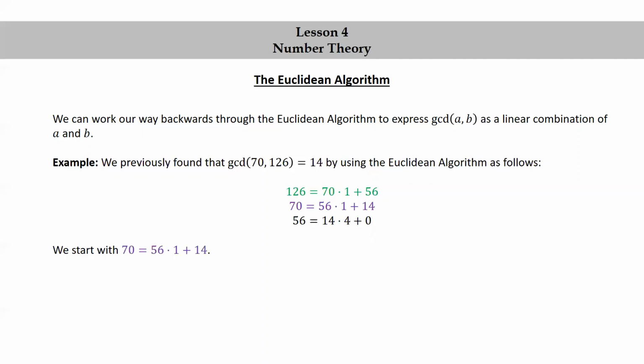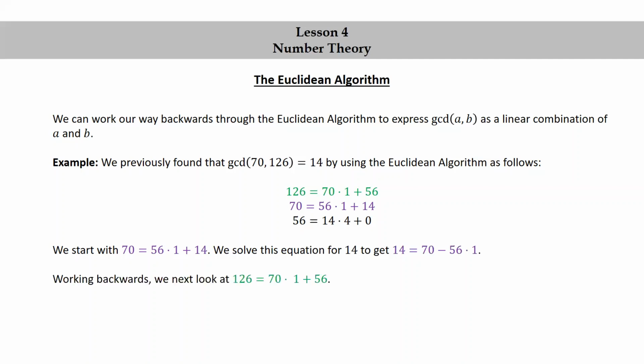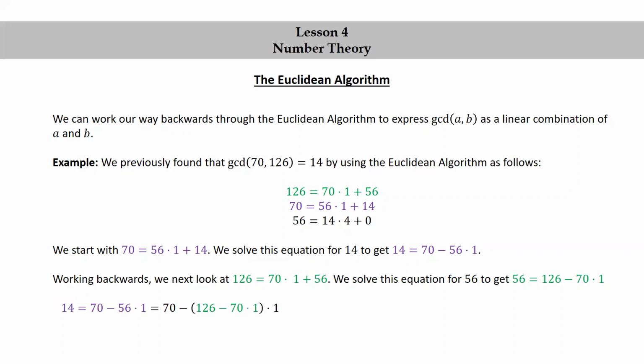We start with the second to last. 70 equals 56 times 1 plus 14. We solve this equation for 14 to get 14 equals 70 minus 56 times 1. Working backwards, we next look at 126 equals 70 times 1 plus 56. We solve this equation for 56 to get 56 equals 126 minus 70 times 1. 14, as we said, could be written as 70 minus 56 times 1. We could then replace 56 by 126 minus 70 times 1.